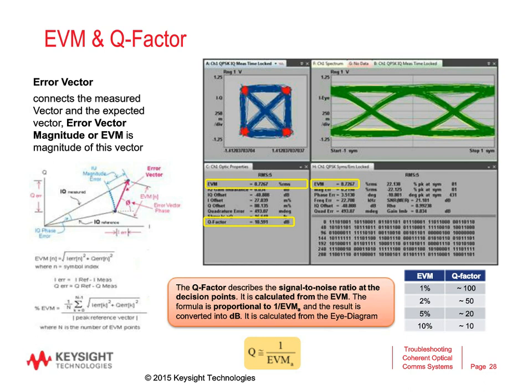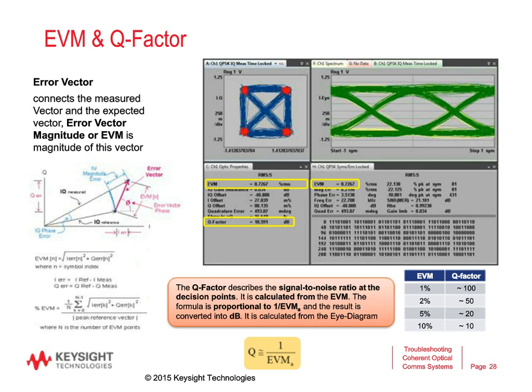We see in the screenshot I have here the EVM reported as well as the Q factor reported on the screen. And here's a little explanation of how the Q factor is described. It's basically the signal to noise at the decision points calculated, and there is a relationship. The Q factor is more or less equivalent to 1 over the EVM that I'm measuring.